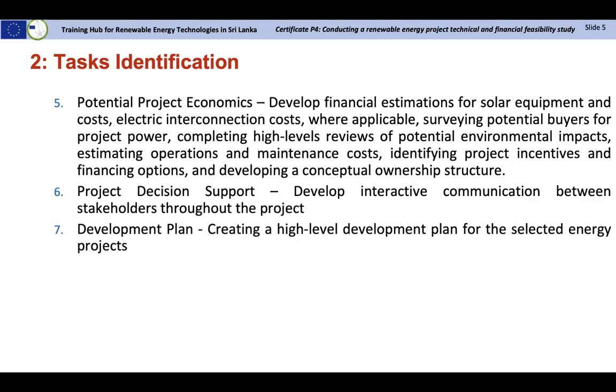And then the development plan. Creating a high-level development plan for the selected energy project is very important, because it will provide the lineup for the execution and the next steps of planning the project.